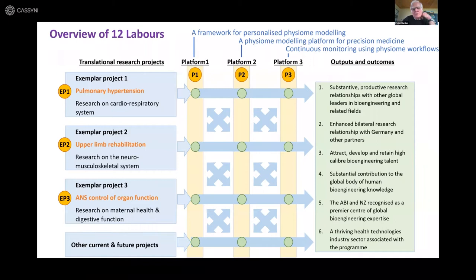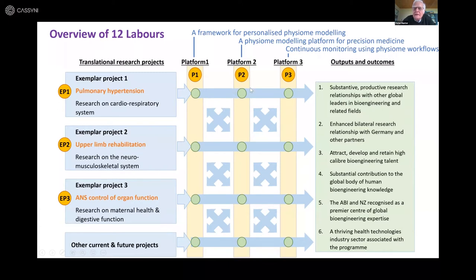So here's the overall structure. We want to build three platforms. It's a five-year project, so we're 10 months into this five-year project. Platform one is about a framework for personalized physio modeling, and is dealing with all the multi-scale models that I've been talking about, and I'll talk more about in a minute. Platform two is around the clinical workflows.